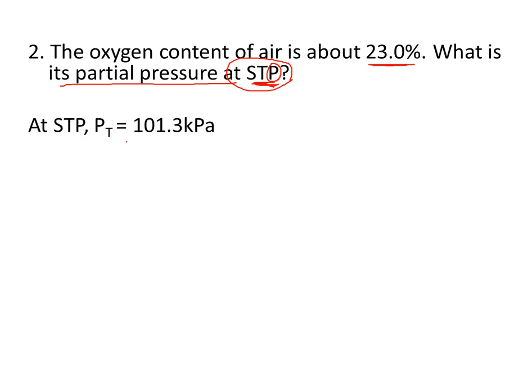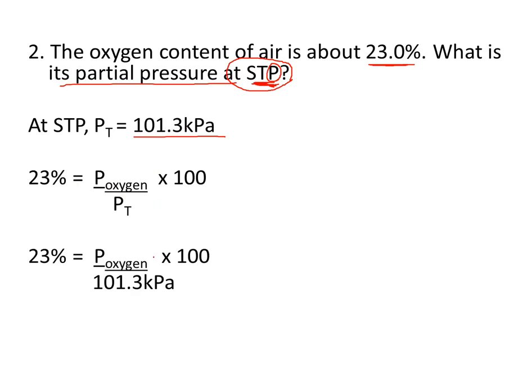So we know that at STP, the pressure is 101.3 kPa. We can do a simple percentage calculation. Essentially, what is 23% of 101.3? We can set it up in an equation if we want, but all we need to know is what is 23% of 101.3 kPa. Essentially, we're taking 101.3 and multiplying it by 0.23, and we would end up with 23.3 kPa as the partial pressure, or the pressure of oxygen within atmospheric gas.